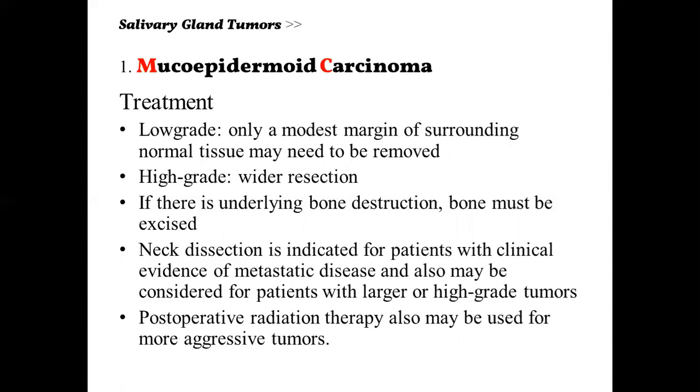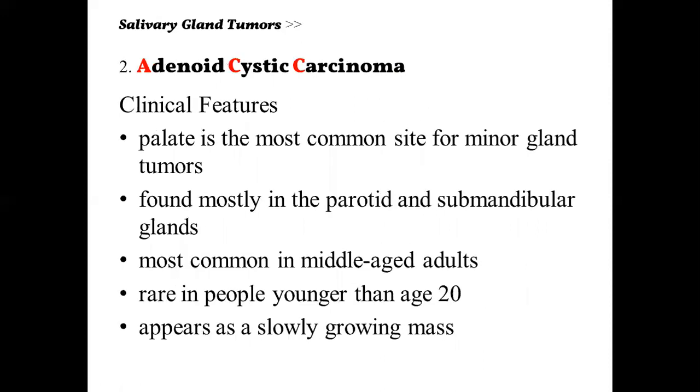Okay? So next, of the malignant salivary gland tumors, and the last for this lecture, is the adenoid cystic carcinoma. Clinical features of adenoid cystic carcinoma: the most common site for minor salivary tumors of adenoid cystic carcinoma is the palate. If not minor salivary glands, it is mostly found in the parotid and submandibular glands. Usually, adenoid cystic carcinoma is most common in middle-aged adults. It is very rare in people younger than age 20, and it appears as a slowly growing mass.